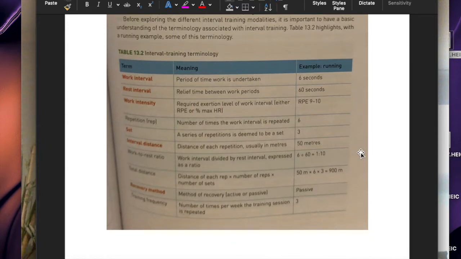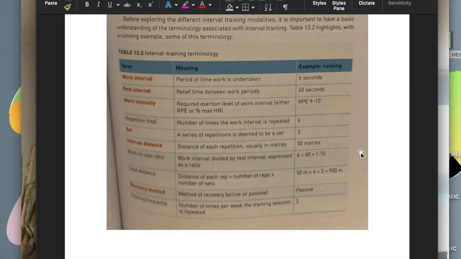So when we talk about interval training sessions, when we use the word work, we're talking about the period of time in which the athlete is putting in hard efforts. When we talk about rest, it is the time where they get their break in between their work efforts. Work intensity, generally speaking, we might use percentage of maximum heart rate or RPE, rate of perceived exertion. Reps, the number of work intervals that are repeated. Sets, the number of times that we go through a specific repetition phase. Interval distance is how far are we actually working within that repetition.